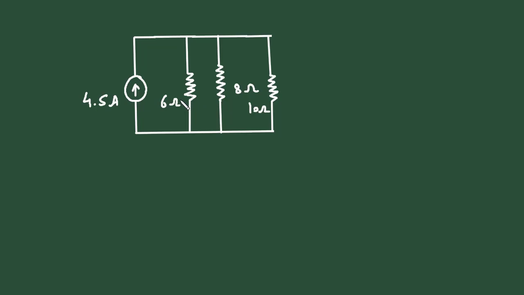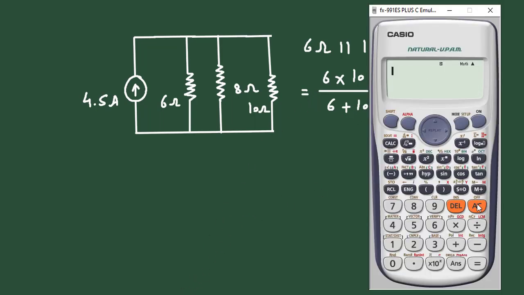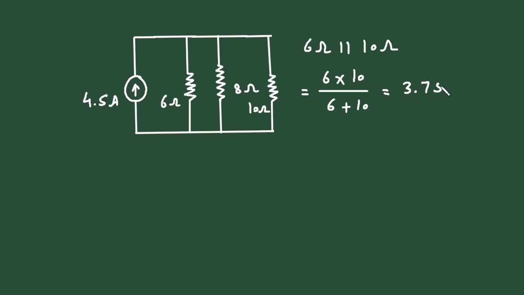Now here we can see this 6 ohm and this 10 ohm are connected in parallel. We will keep this 8 ohm resistance as it is. Just we will simplify other elements. So it will be 6 ohm parallel with 10 ohm, so it will be 6 multiplied by 10 divided by 6 plus 10. So it is 3.75. 3.75 ohm is the value of resistance.